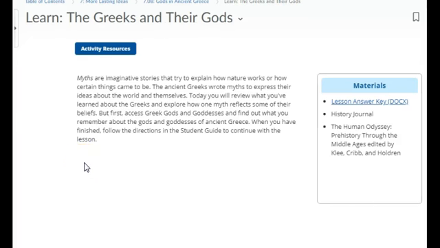Myths are imaginative stories that try to explain how nature works or how certain things came to be. So the ancient Greeks wrote myths to express their ideas about the world and themselves. So today you're going to review what you've learned about the Greeks and explore how one myth reflects some of their beliefs. But first, access Greek gods and goddesses and find out what you remember about the gods and goddesses of ancient Greece. And when you finish, follow the directions in the student guide to continue with the lesson.